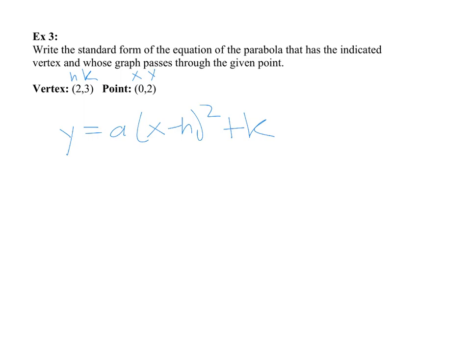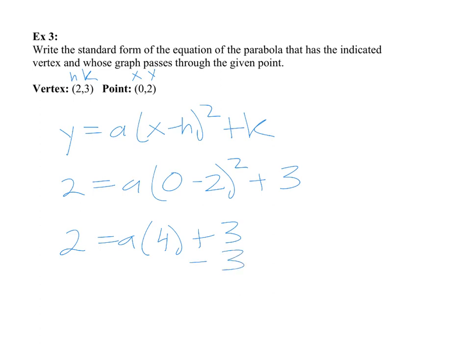Let's just plug in the information that they give me, and I can figure out what my a value needs to be. So I have 2 is equal to a times x, which is 0, minus h, which is 2, squared, plus k, which is 3. So I have 2 is equal to a times 4 plus 3. I'll subtract 3 here, then divide by 4. a is equal to negative 1/4.